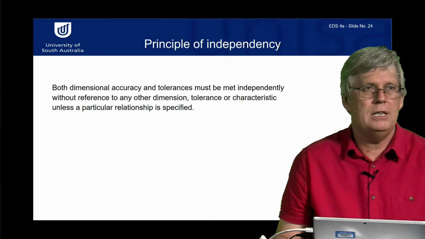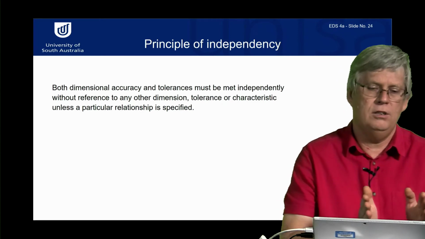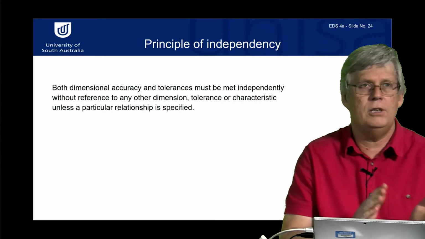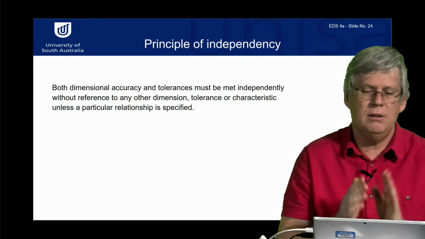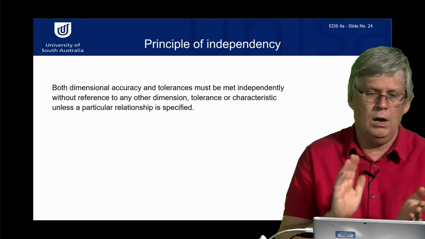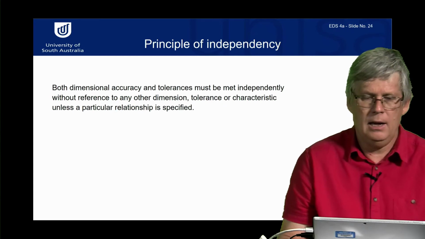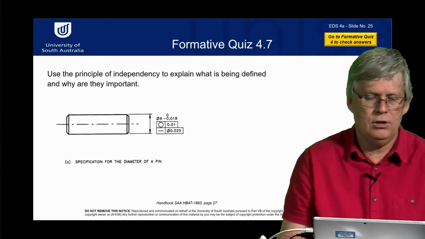Okay, so back to our presentation. Now, the principle of independency. So we have dimensions with tolerances, we have geometry tolerances, and it says that we must meet both of those conditions. So one doesn't overrule the other, they all must be met with our actual part.